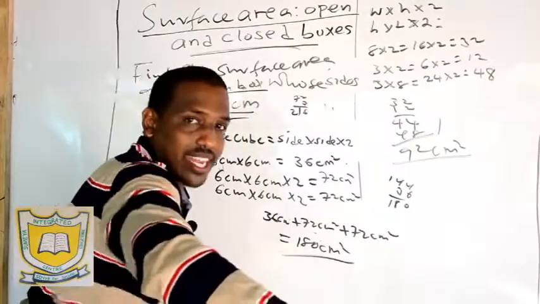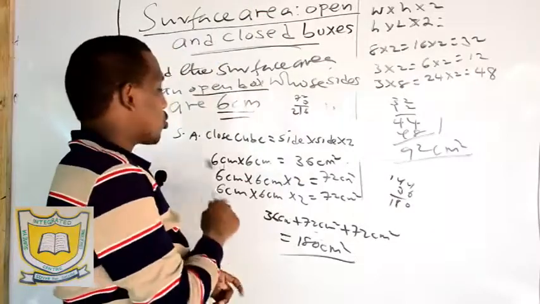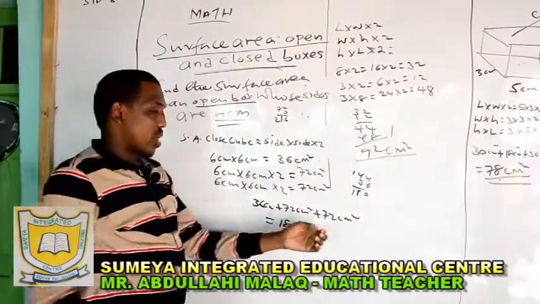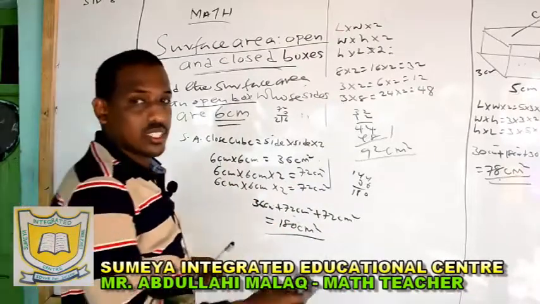We only get the base area, the bottom base area. So we don't multiply by 2 when it's open. So you say 6 times 6, there is no times 2. Then you add, and the other parts you say times 2. So that's how we get an open surface area.